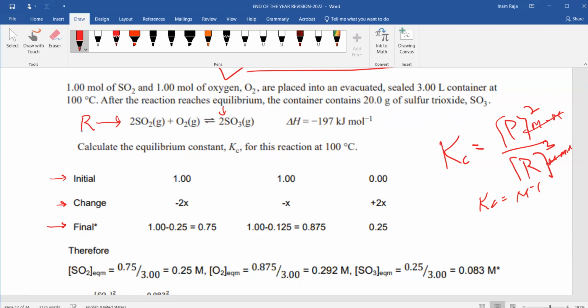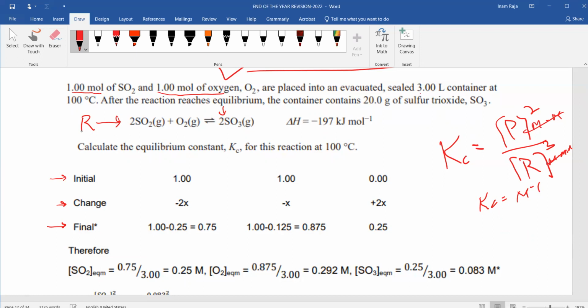So in this case, for example, 1 mole of SO2 and 1 mole of oxygen are placed into an evacuated sealed 3-liter container. They have just been placed in there. The reaction has not even started, let alone reached equilibrium. So these 2 are initial concentrations.